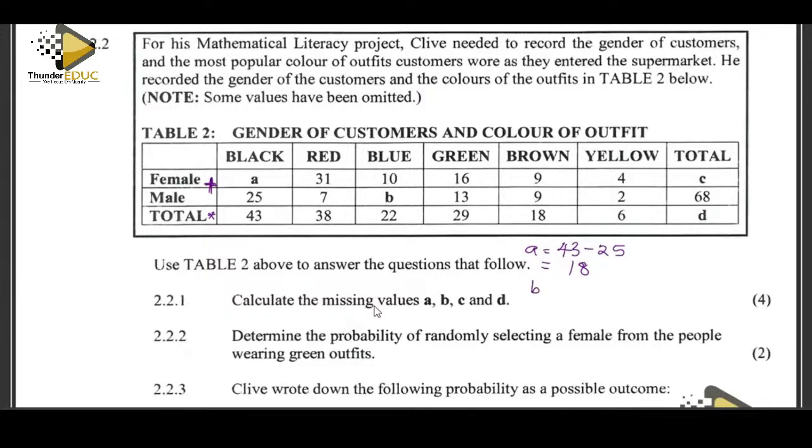Then B. When you look at it, it's the same story also. These two numbers, when you add them, they should give you this. So what do we say? B will equal the total minus 10. So your B becomes 12.